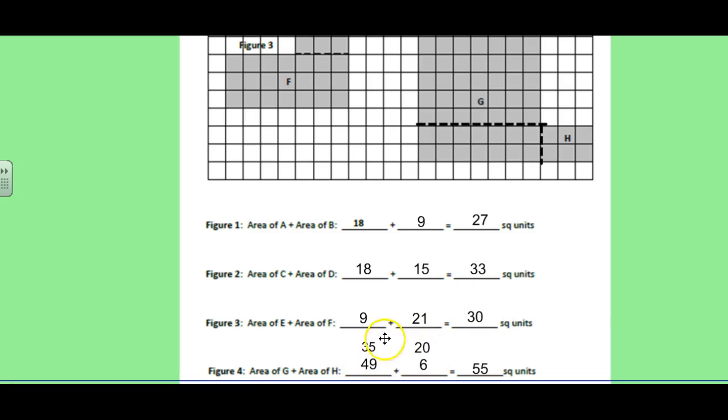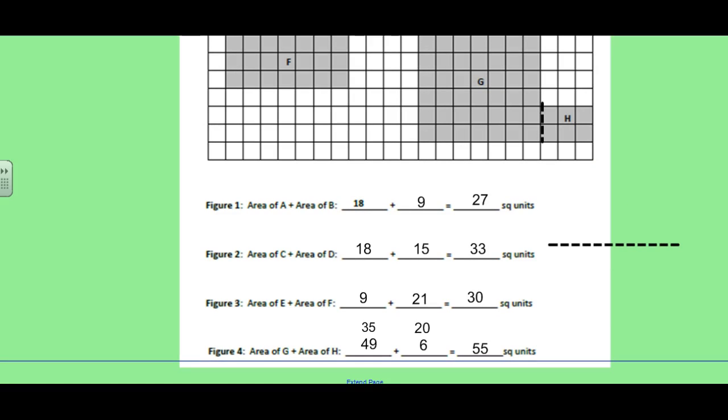I have two different numbers here for G and H because you could have drawn your line two different ways. If I were to take this out, you could have drawn a line right here. And if you drew a line right there to break up the rectangles, then you would have had 35 plus 20, and that would have equaled 55. If you were to take this line away and you just drew a line right here, then the area of G would have been 49 and the area of H would have been 6, and altogether it was still 55 square units. So there's two different ways you could have done G and H. Both ways would have been correct though.